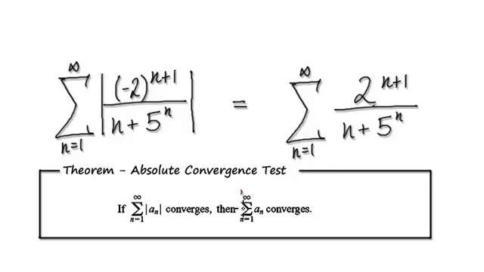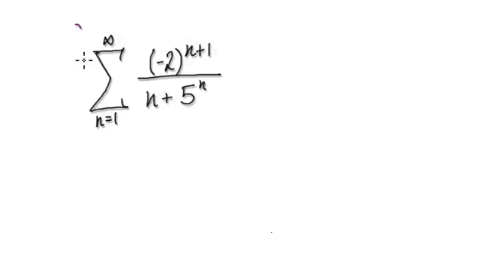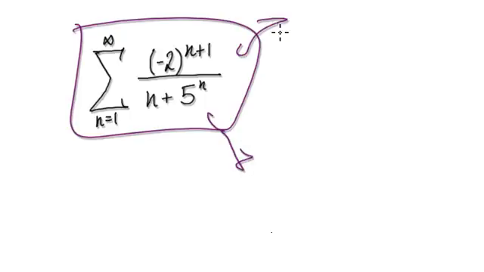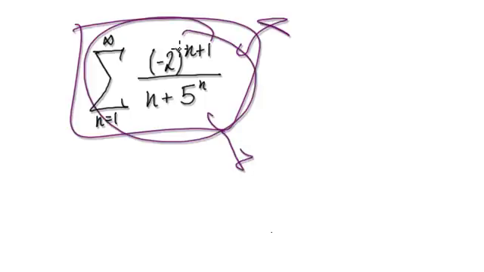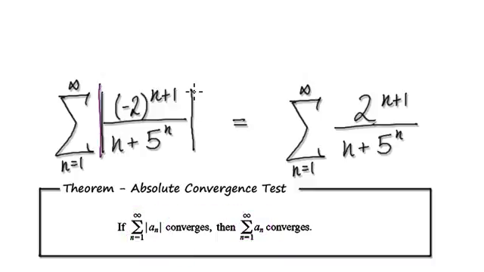So rather than looking at the series that we're trying to investigate, we would look at the absolute version of that series. Now, if the absolute version converges, then the original thing that we're trying to investigate will also converge. So we are trying to determine if this will converge or if it will diverge. Rather than looking at this, we're going to look at the absolute version of that very same thing.